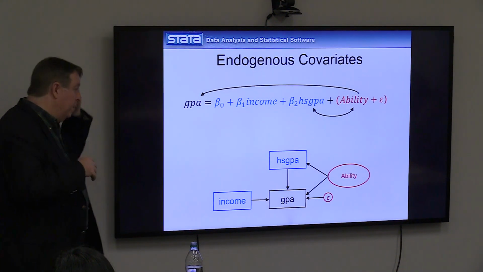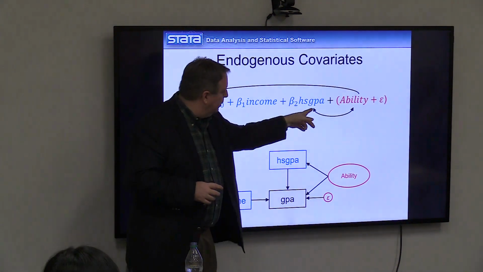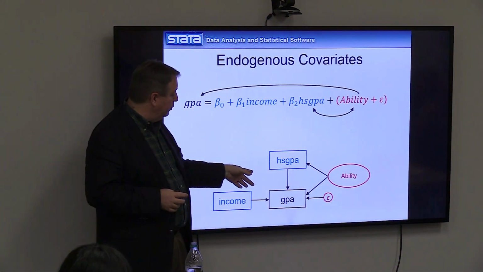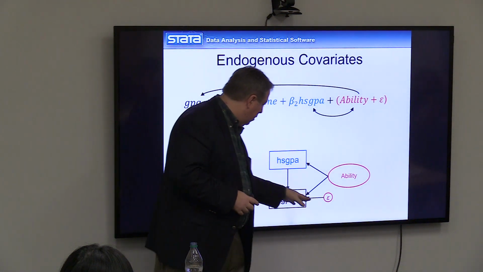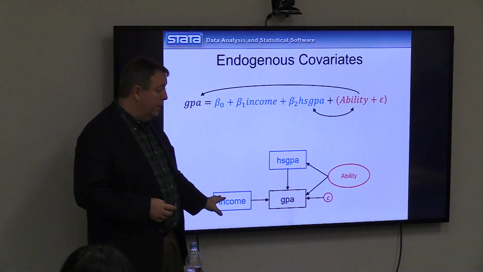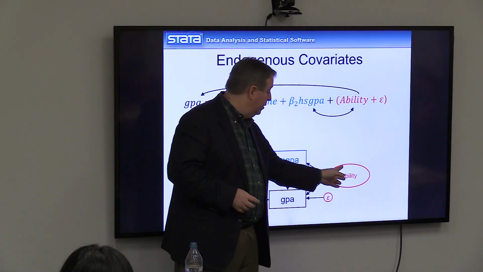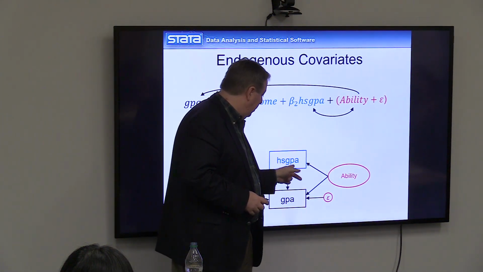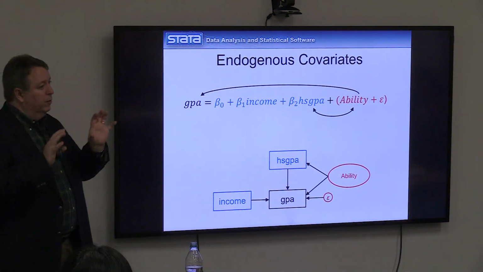Let's go through this one more time, but let's look at it as a structural equation model. I've simply redrawn this equation here as a structural equation model, and I've broken the error into two pieces. I have just the error part for my GPA equation, but I'm also imagining I have this latent variable called ability, and ability, I think, influences both GPA and high school GPA. So now I have this mixture of a latent variable.